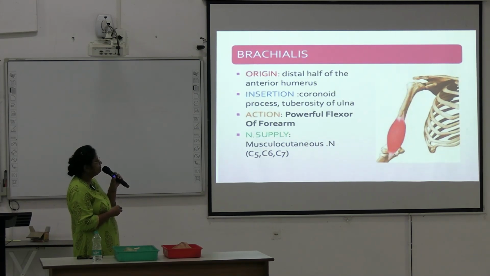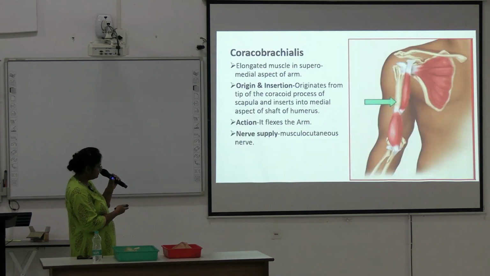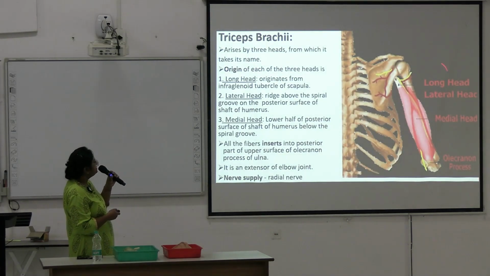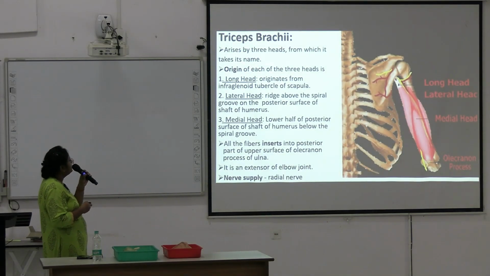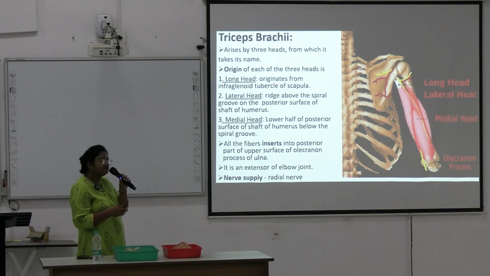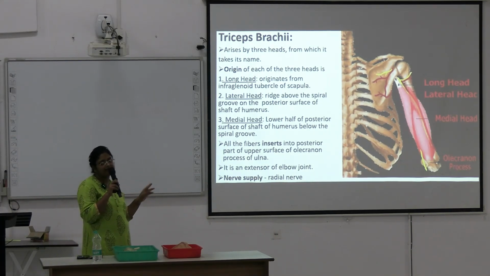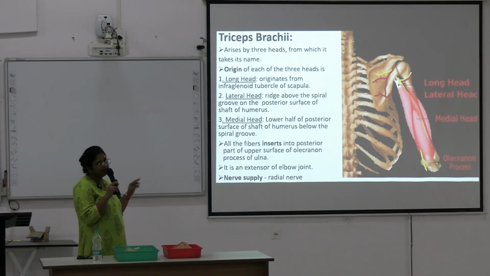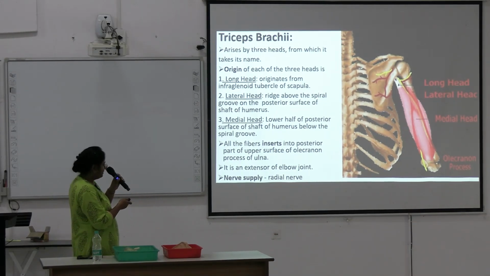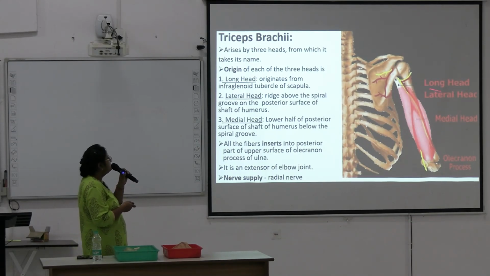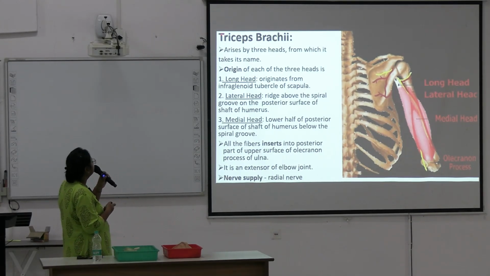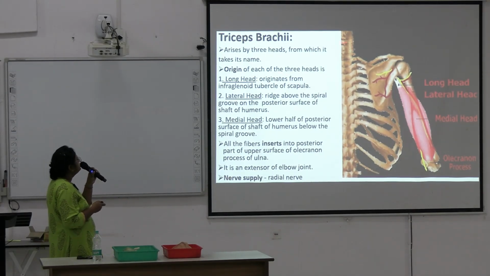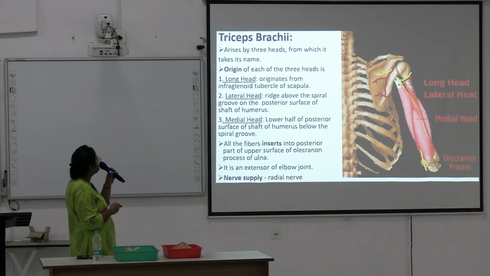Brachialis is an arm muscle we will learn during humerus, not discussing now. Next is triceps brachii. Triceps means it arises from 3 heads, biceps arising from 2 heads. That's why the names are given. Okay, so long head, lateral head and medial head arise by 3 heads, from which it takes its name.